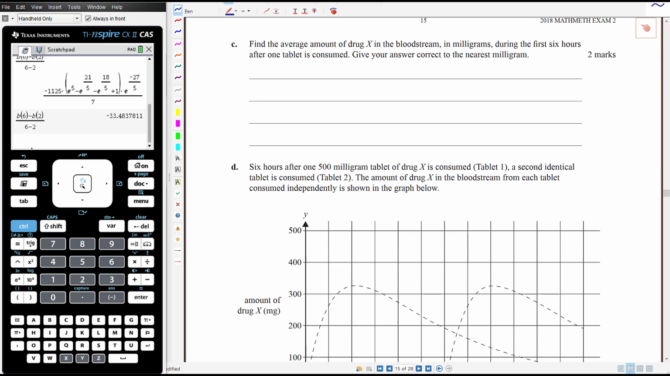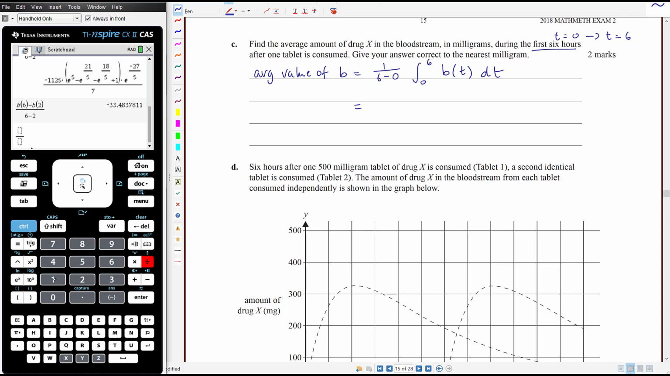Part C, find the average amount of drug X in the bloodstream in milligrams during the first 6 hours after one tablet is consumed. Give your answer correct to the nearest milligram. So this is the average amount, so it's the average value of b. It's over the first 6 hours, so from t equals 0 to t equals 6. And so that is 1 over 6 minus 0, integral from 0 to 6 of b of t dt.